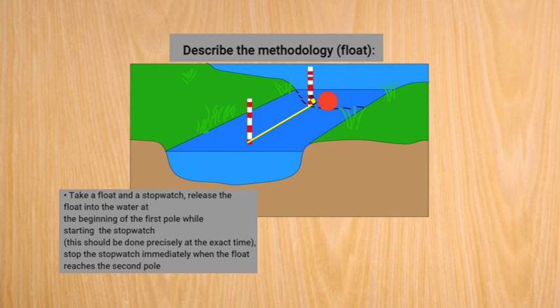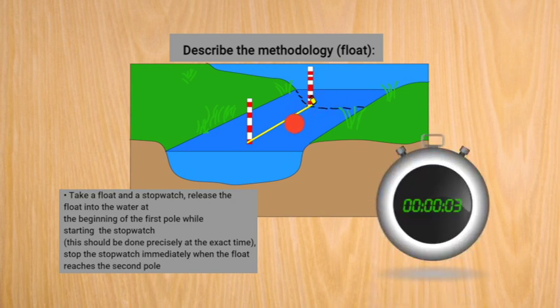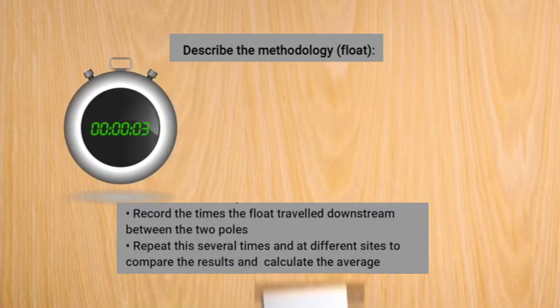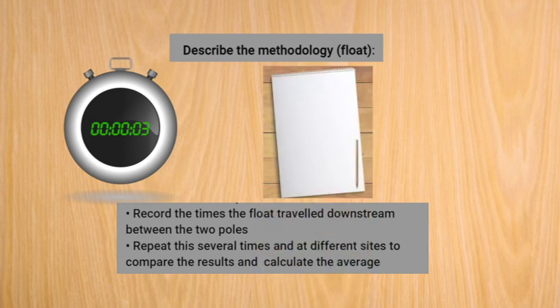Release the float into the water at the beginning of the first pole while starting the stopwatch. This should be done precisely at the exact time. Stop the stopwatch immediately when the float reaches the second pole. Record the time the float traveled downstream between the two poles. Repeat the exercise several times and at different sites to compare the results and get an average.